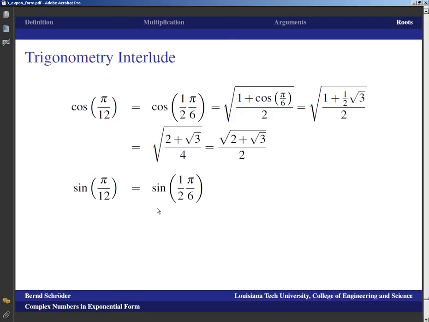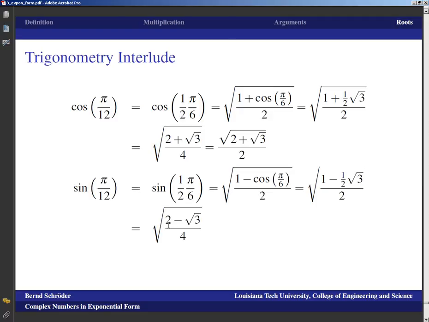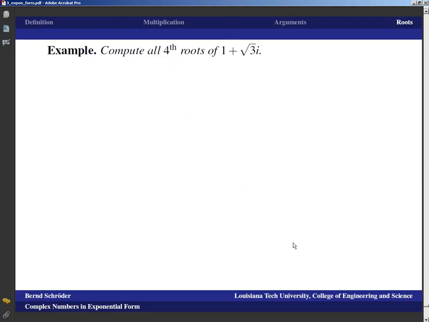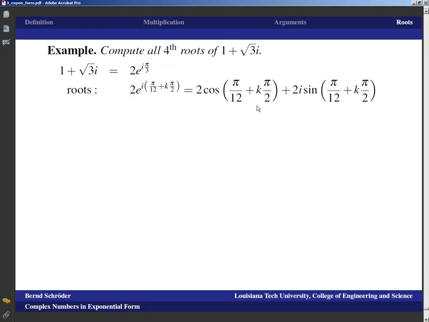And the sine of pi over 12 is the sine of 1/2 pi over 6, and that's the same half angle identity, only the plus is replaced with a minus. And so then we get a very similar computation. We get the square root of (1 minus 1/2 root 3) over 2, which is the square root of (2 minus root 3) over 4, and then of course we'll pull that out and get the square root of the quantity 2 minus root 3, divided by 2. Once we've got that, we can get back to those fourth roots, and this is what they are.